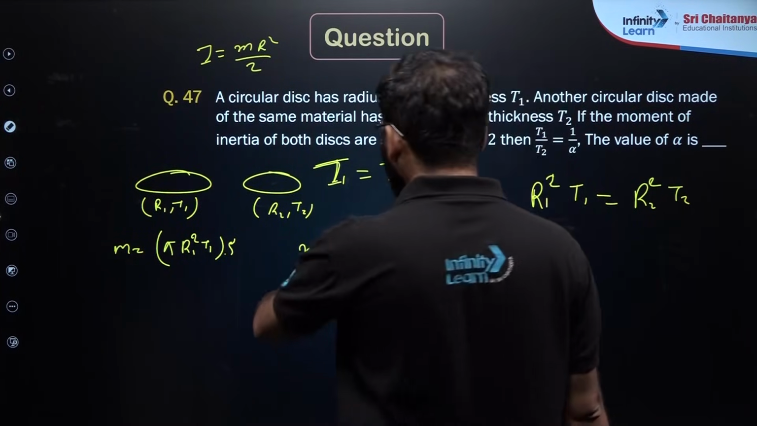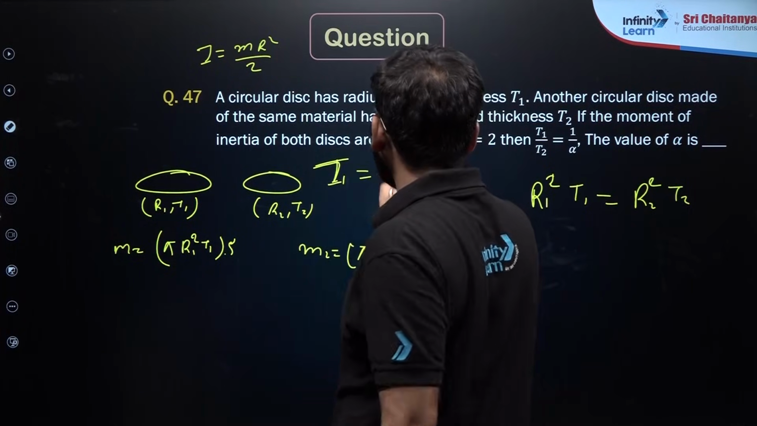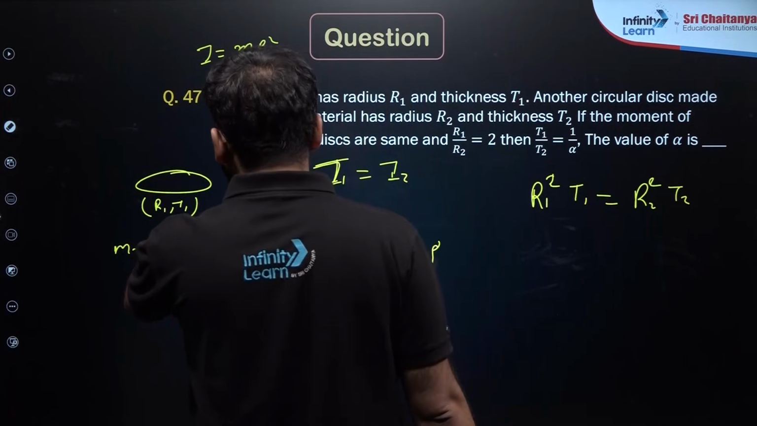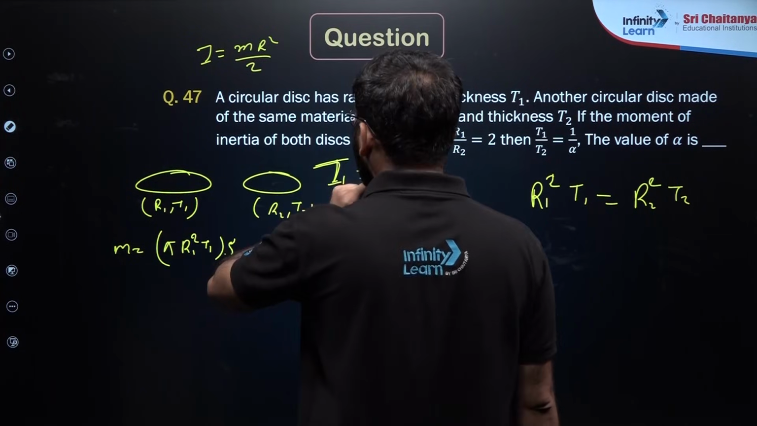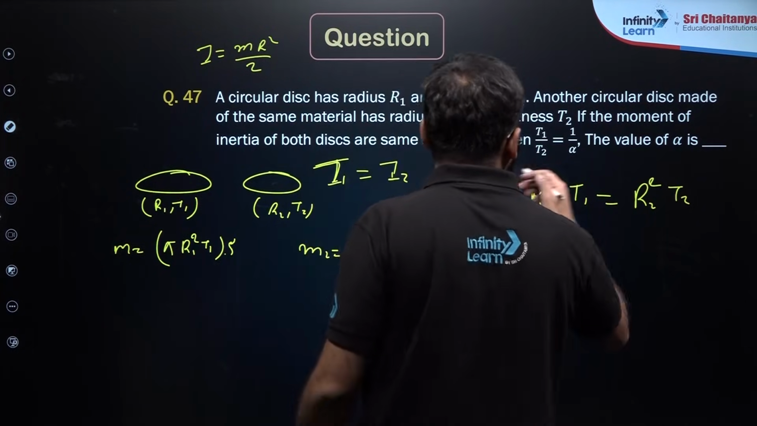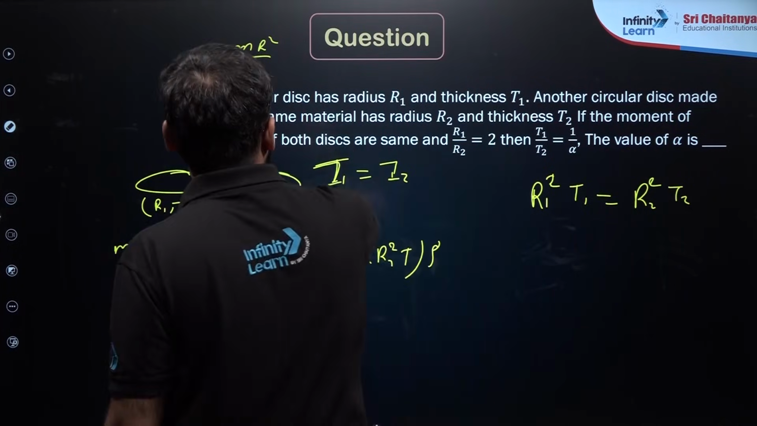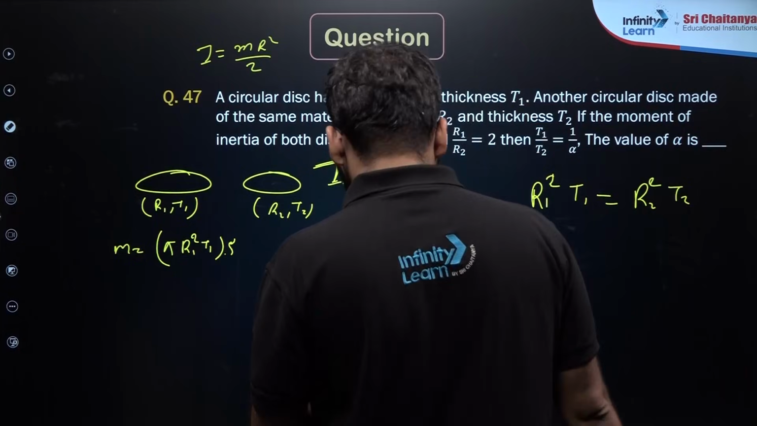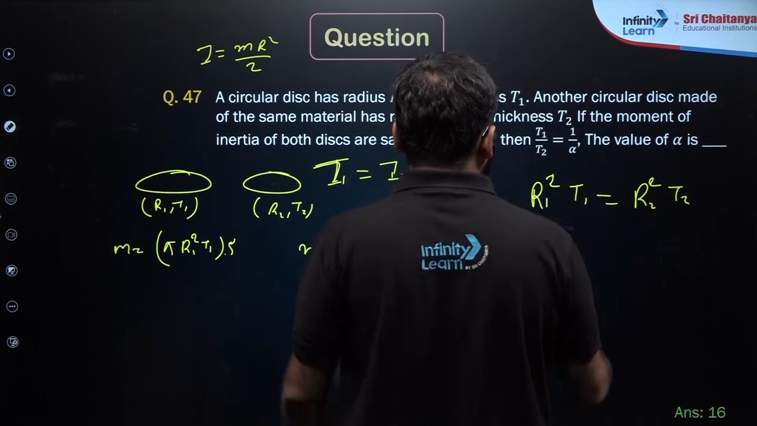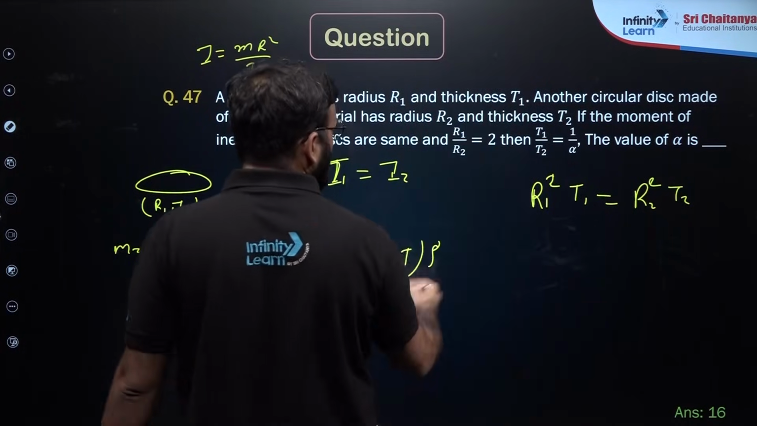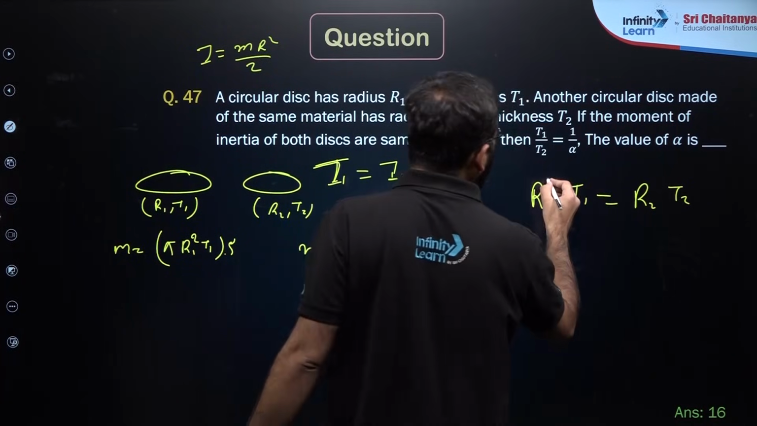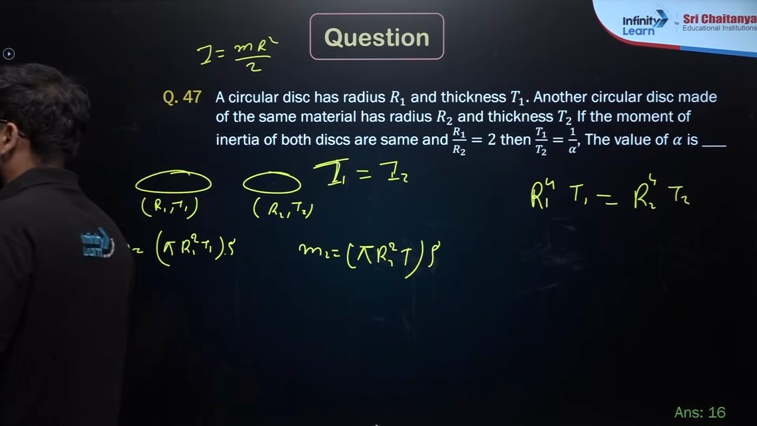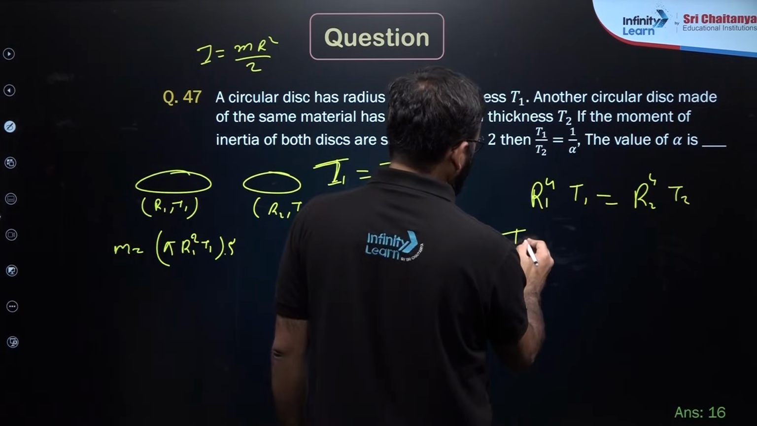So both moments of inertia, I1 equals mr square by 2, 2 to 2 cancels out, and m1 equals pi r1 t1, density also cancels out. Oh sorry, there is r1 also there, so r power 4 is there beta. So r power 4 means that is 16. That is r power 4, r power 4 and r power 4. So t1 by t2 you get 1 upon 16.